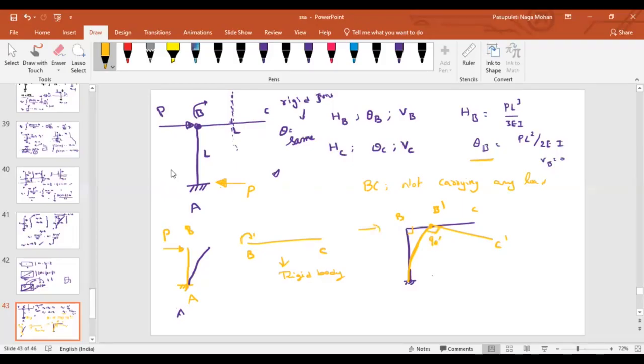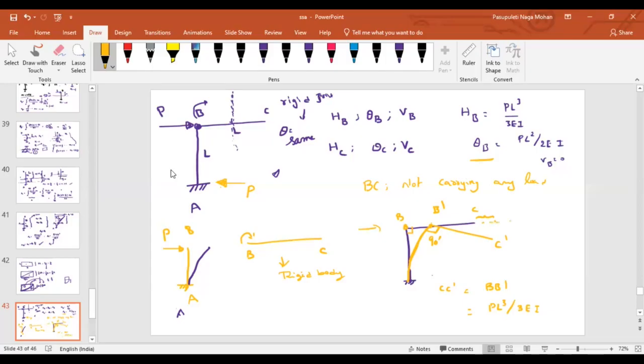Now, at point C, what is the horizontal deflection from here to here? By this visualization, can you tell me what is the horizontal deflection? Point B has moved to B dash. That implies C also has moved to C dash. So what is the distance between C and C dash? That is nothing but B to B dash. What is B to B dash? That is nothing but the horizontal deflection at point B. What is the horizontal deflection at point B? That is PL cube by 3EI.